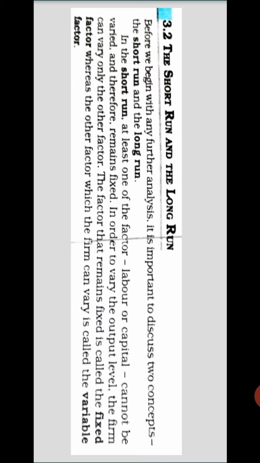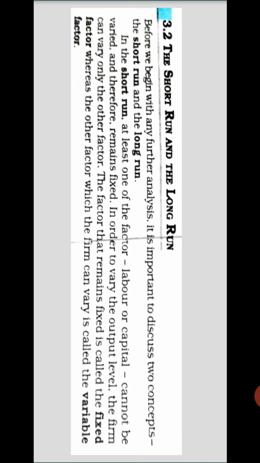At that time you should know what is short run and what is long run, because all equations and formulas change according to the time period. If it is a short run, we will study total fixed cost, total variable cost, marginal cost, and average cost. That's why you have to know the difference. Today I am giving you just the meaning, to make it easier. So it is important to discuss two concepts, short run and long run.